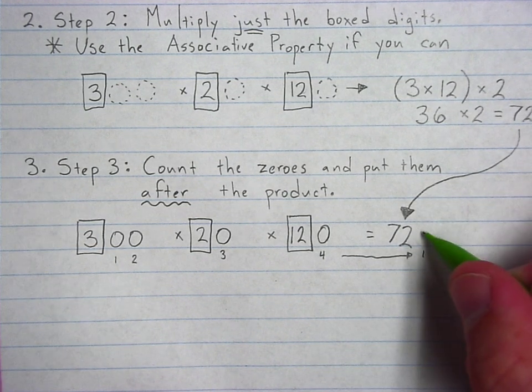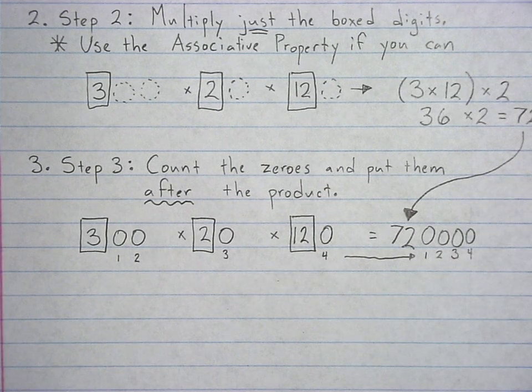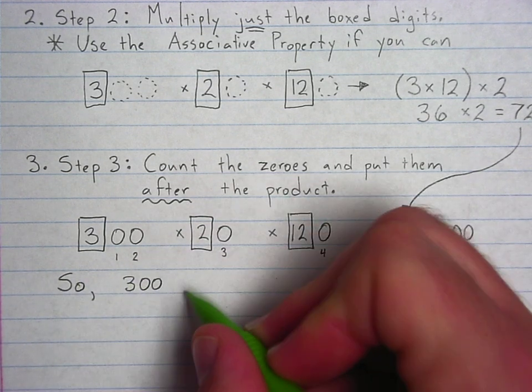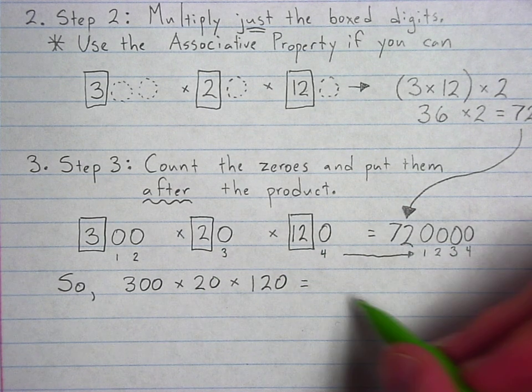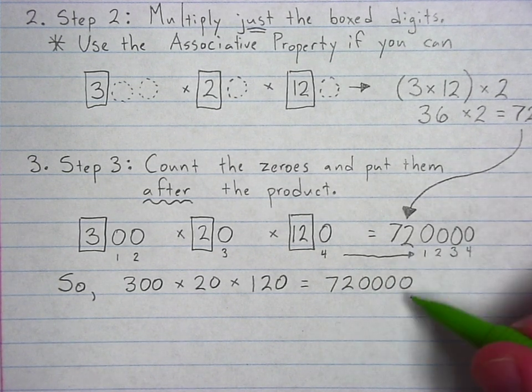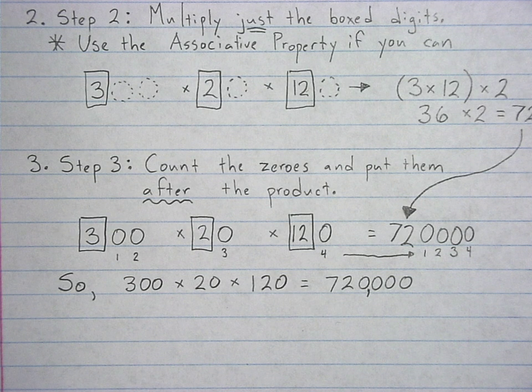Means 4 zeros in all the numbers means 4 zeros in their final answer. So, 300 times 20 times 120 is equal to 7, 2, and then 1, 2, 3, 4 zeros. And when I put the comma to separate the periods, ones, tens, hundreds, here's my thousands. I get my final answer. 300 times 20 times 120 is equal to 720,000.